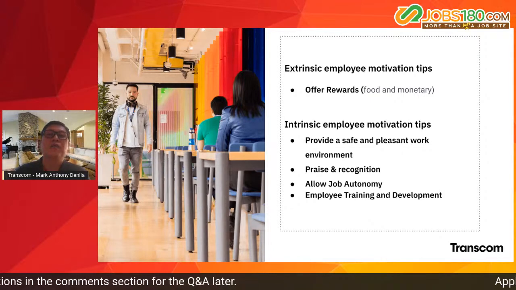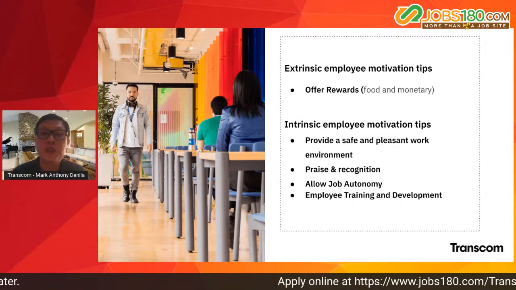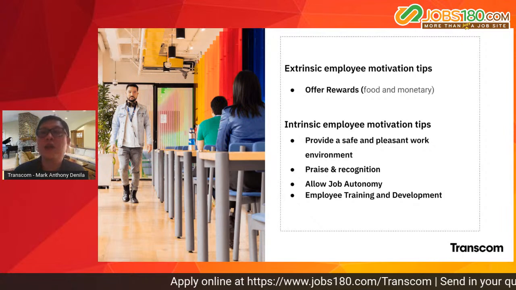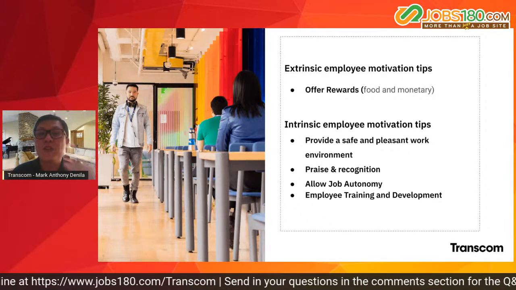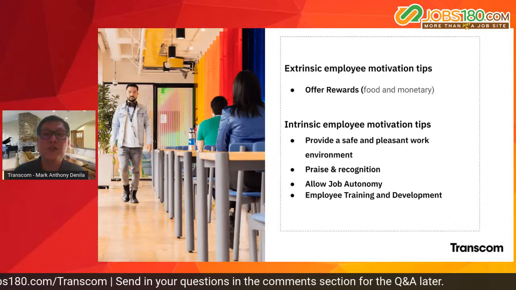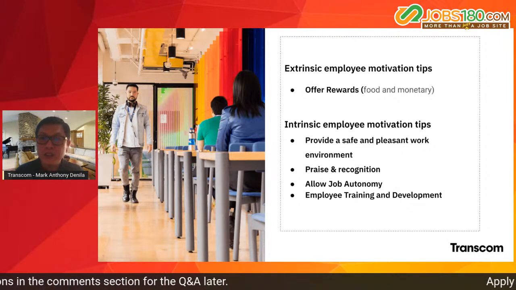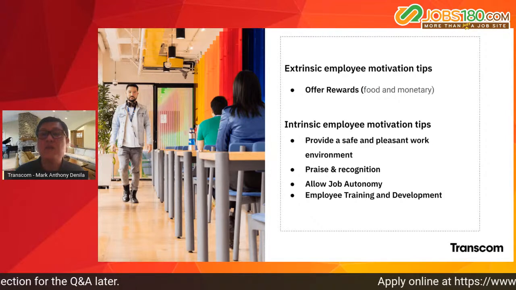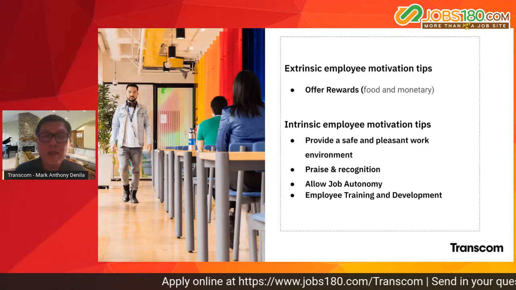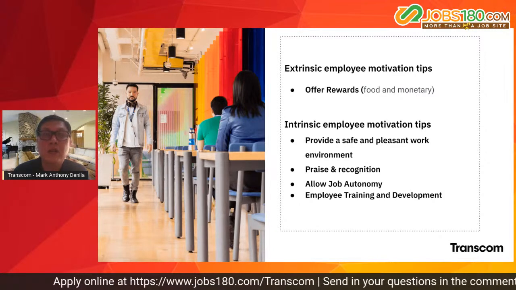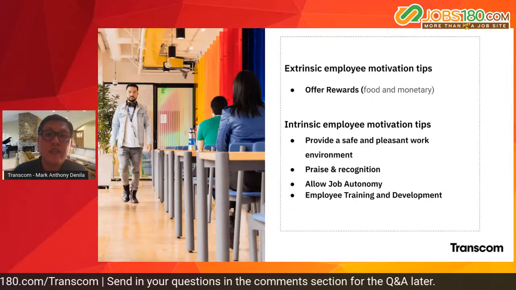Next is intrinsic employee motivation. These are internal factors. If we go back to Abraham Maslow, after physiological needs is safety and security. So as an employer, you need to provide a safe and pleasant work environment. Now, after safety and security, Abraham Maslow said next would be love and belongingness. So for every great deed or a job well done by the employee, we need to provide praise and recognition.